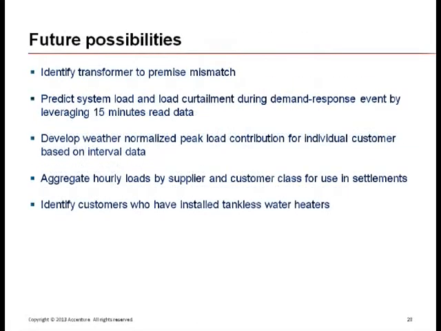So these are some of the value cases where we see significant business benefits and we are planning to explore in near future. First one is transformer to premise mismatch. So we are planning to use different information like voltage information, distance between transformer and meter, outage information, phase information, and loading information to identify meter mismatch.